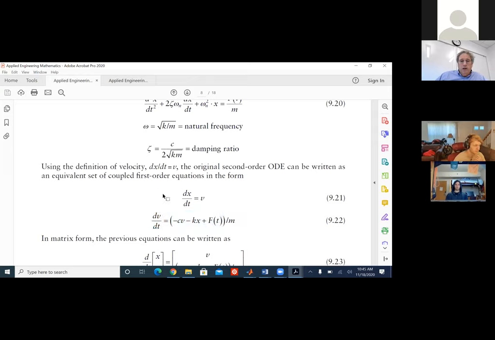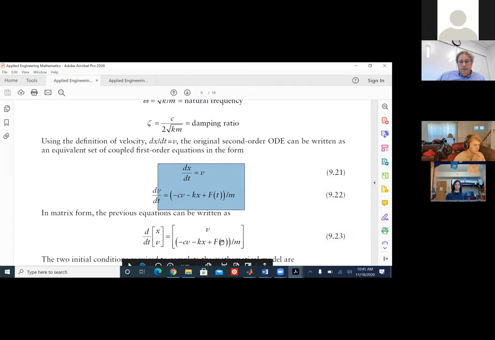And with that, we now have two first order differential equations. It's like a vector of equations. If we can now type these things into MATLAB in this form, which matches a lot of what we did, we can now solve the mechanical oscillator problem.